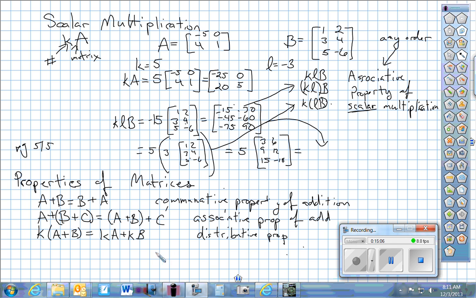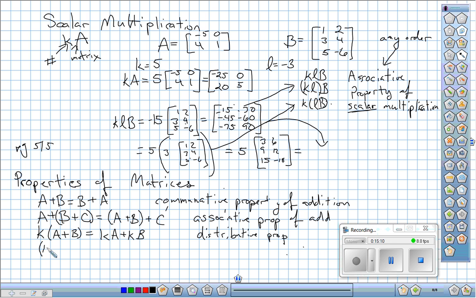But you also have to think about the distributive property with two scalars. So I could have K plus L times matrix A. That would just look like KA plus LA. That's also a distributive property. So there's a couple different examples of that.